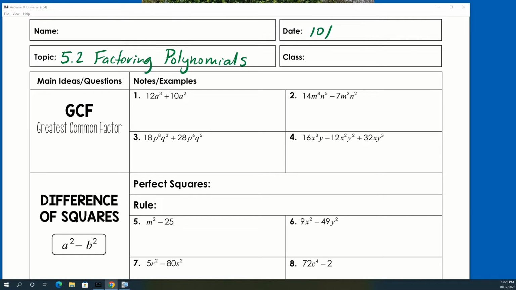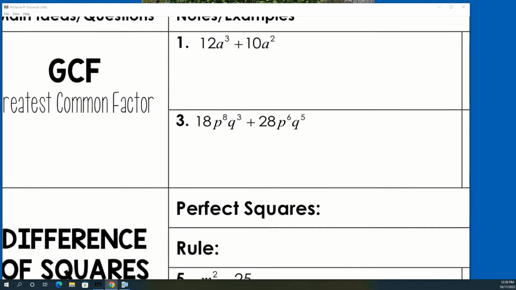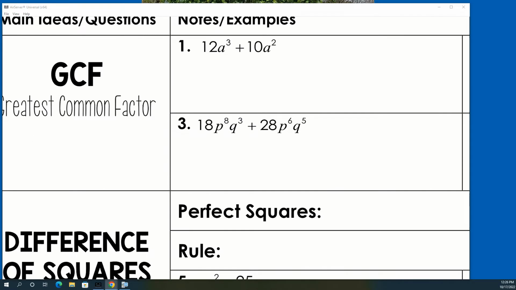The first time that we factored quadratics, the largest exponent was typically a 2. On these, it could be really anything. So let's start with the GCF. GCF stands for greatest common factor. So if we're looking at number 1 and we're looking at 12 and 10, what is the greatest number that divides evenly into those?